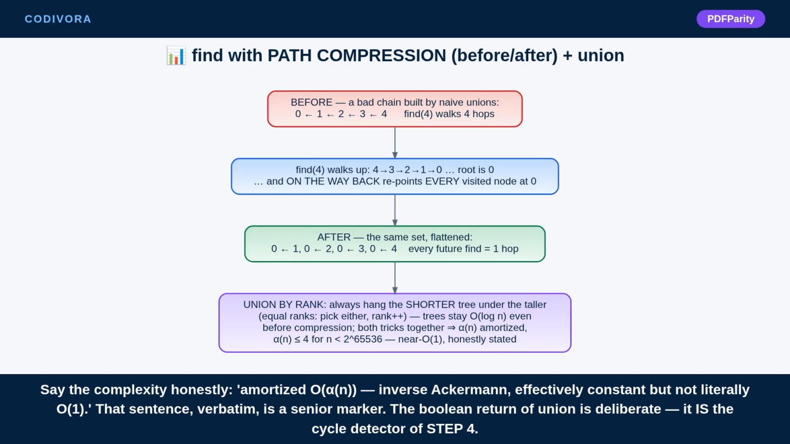Say the complexity honestly. Amortized O of alpha, inverse-Ackermann, effectively constant, but not literally O of 1. That sentence, verbatim, is a senior marker. The Boolean return of union is deliberate. It is the cycle detector of step 4.